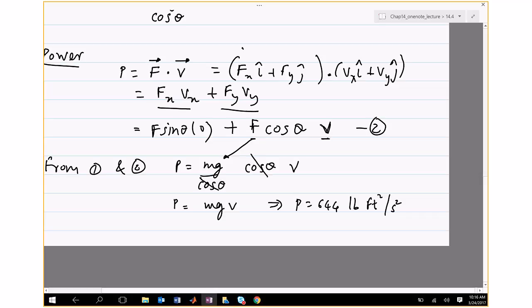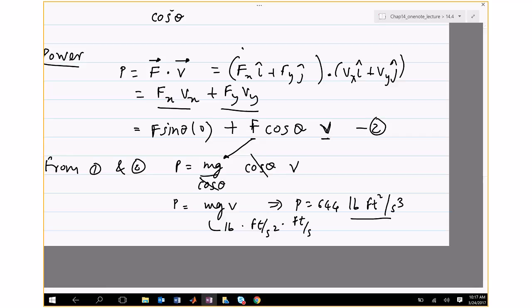The way you can find the units is, you know the units of mass, that's lb. Units of gravity is feet per second squared, and velocity is feet per second. So if you multiply all of them together, you get that. So that's perfectly fine. Now sometimes you don't have to.